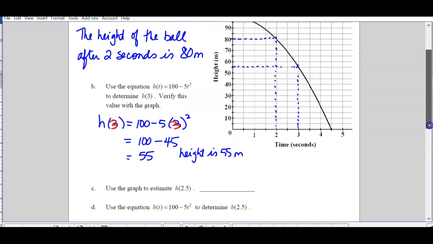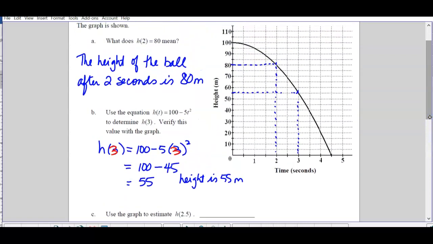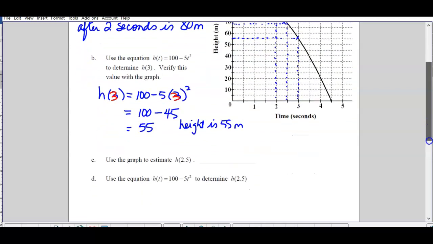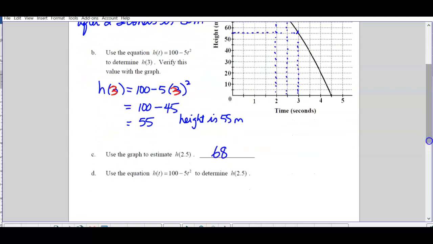Then use the graph to estimate h of 2.5. So 2.5 is here, so we're going to go up. It's a little bit below the grid marking. So when I go across here, oops, that's 65, I'd say about 68. Okay, 68 or 69, so let's say 68 meters. And then use our equation to determine it exactly.